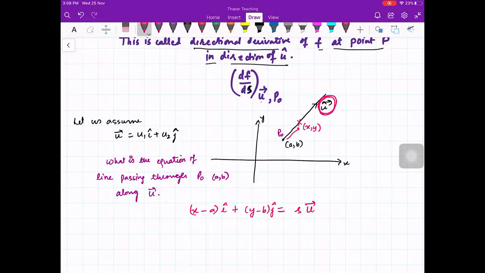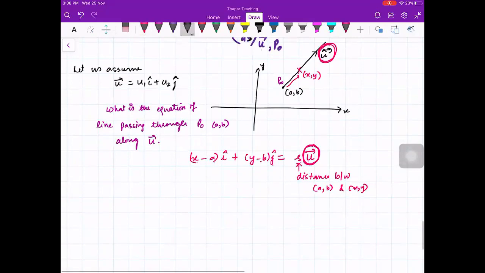This is the equation of the line: the vector from (a, b) to (x, y), that is (x minus a) i cap plus (y minus b) j cap, is equal to s times u cap, where s is the distance between (a, b) and (x, y). Can you see this? Because u is a unit vector, its length is 1. So if you compute the distance between (x, y) and (a, b), that is s.